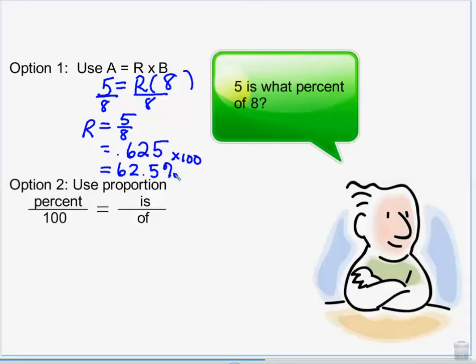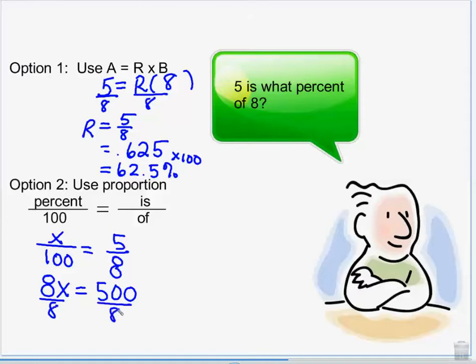Now again, you could also choose to use the proportion method to solve and find the missing percent. So if I want to try option 2, I'm looking for the percent out of 100, so x over 100 equals 5 over 8, because 5 is what percent of 8. Again, I'll cross multiply to get 8x equals 5 times 100, which is 500. Divide both sides by 8. And now x is equal to 62.5. And in this case, I already have the percent. So x is 62.5%. Again, notice, same answer, two different ways of working it out.